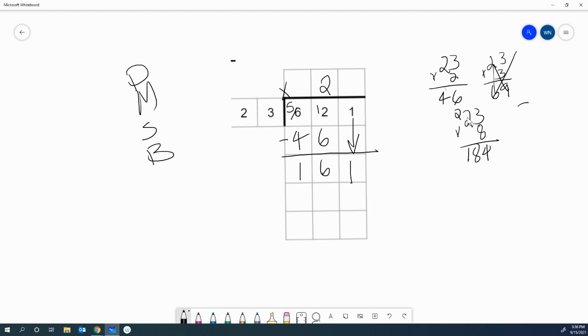So frustrating. Let's try 23 times 7. 7 times 3 is 21. 2 times 7 is 14, 15, 16. Hey, that fit perfectly. So I know that 23 can go into 161 7 times. And 7 times 23 is 161. Look at that. We are done.